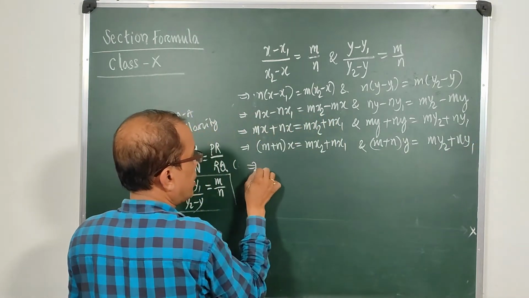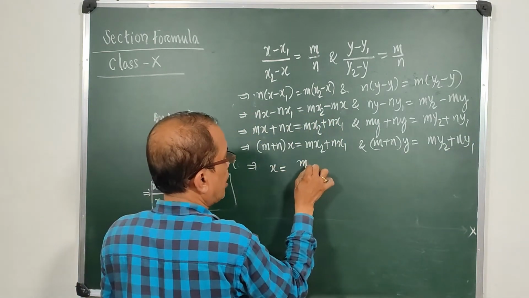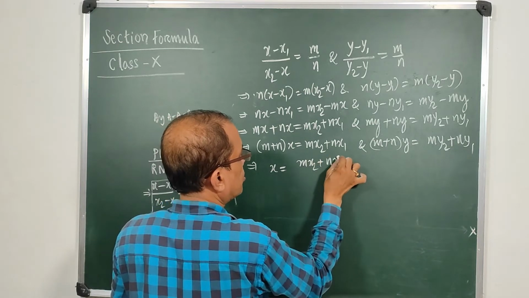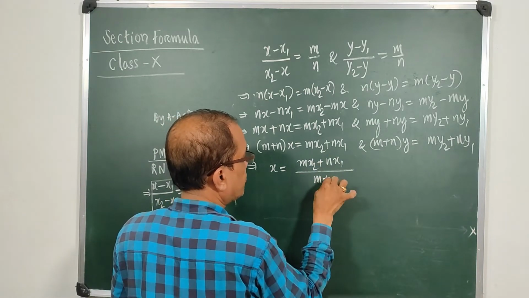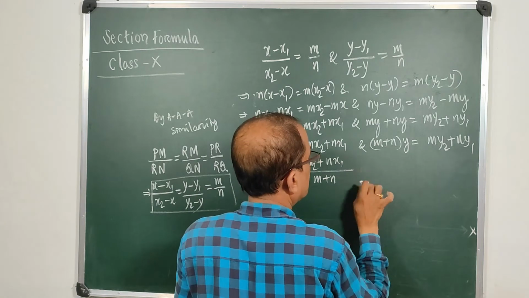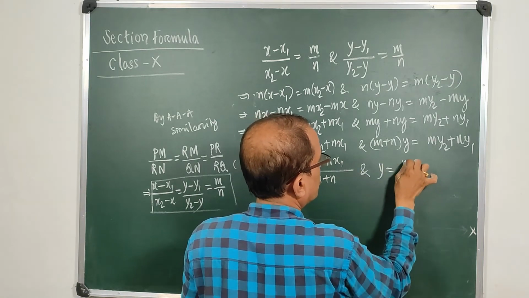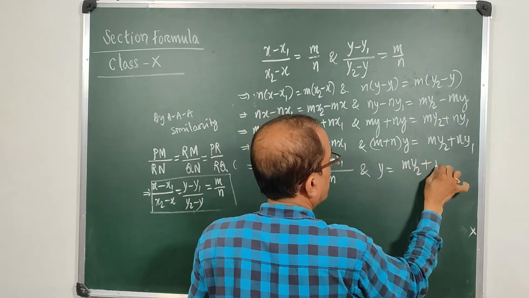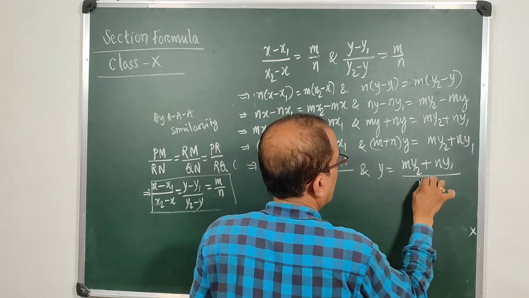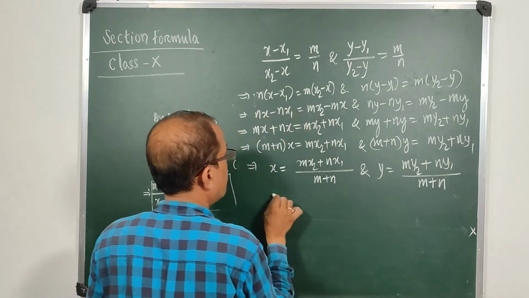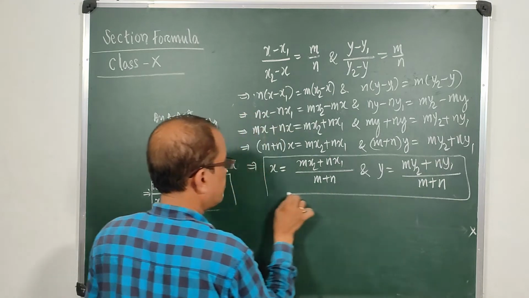Now we can find x easily. x is mx2 plus nx1 divided by m plus n, and y will be equal to my2 plus ny1 by m plus n. Here goes the formula. This is called the section formula.